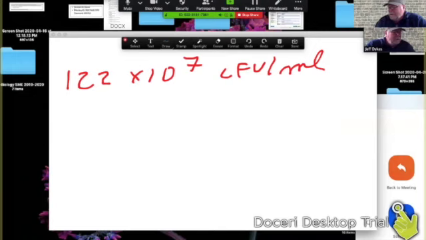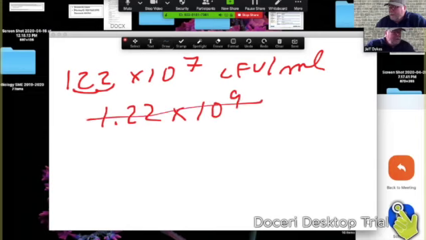All right, so normally we might consider putting this in standard scientific notation by moving the decimal until we get a number between 1 and 9, so it would be something like this. And so it'd be 1.22 times 10 to the 9th CFUs per mil. But we're going to keep this at 122 times 10 to the 7th CFUs per mil, and we'll show you why in a moment.